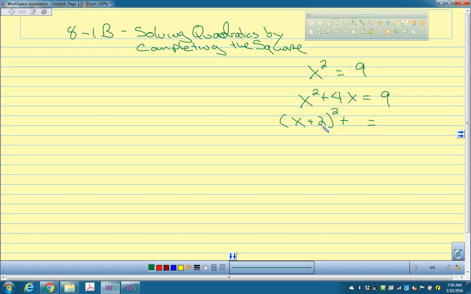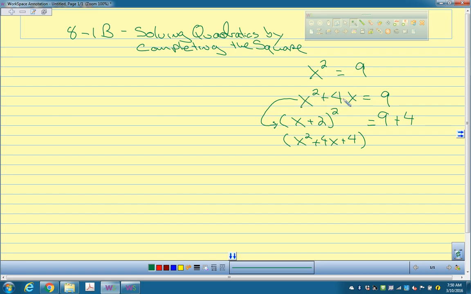If I FOIL this out, x plus 2 quantities squared comes out to be x squared plus 4x plus what? 4, right? So when I rewrote this as this, I really added 4 to it. In order to keep my equation balanced, I need to add 4 to this side of the equation. You understand? We'll get some practice with this.